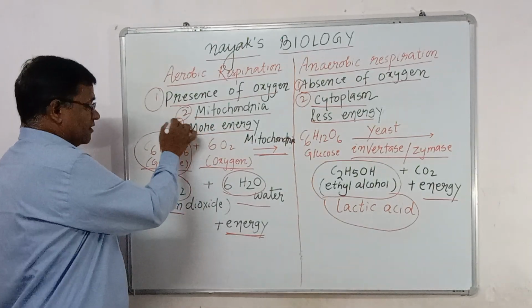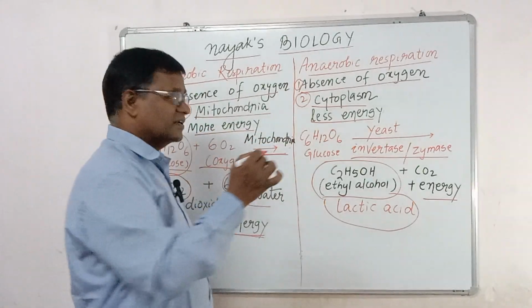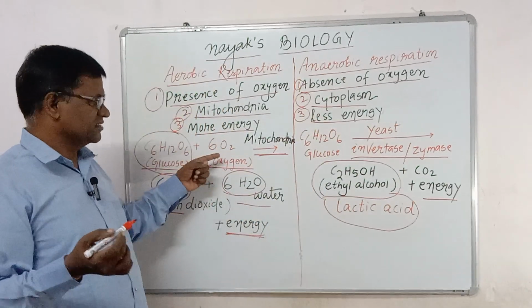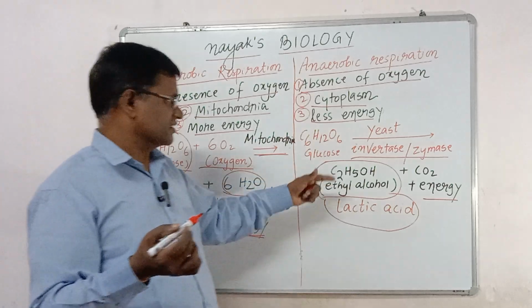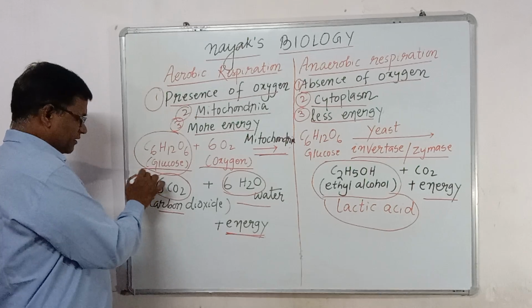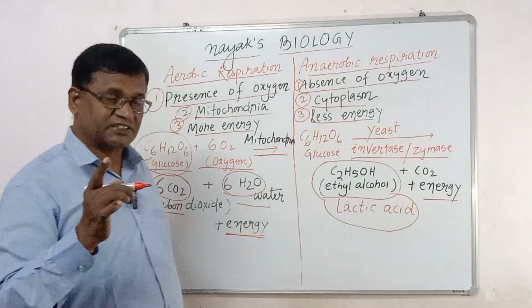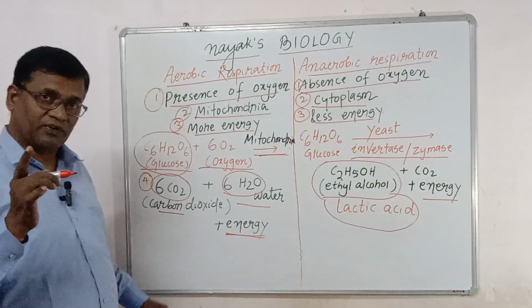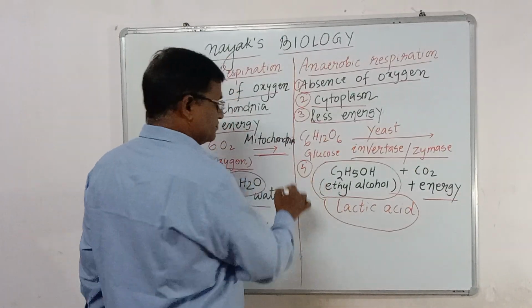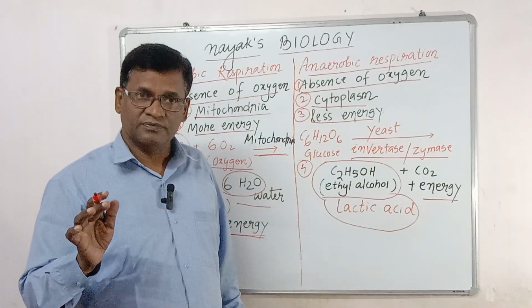The third point of difference is, because mitochondria, the powerhouse of the cell, is there, more energy is liberated. Here, because mitochondria is not playing any role, less energy is produced. And here oxygen is there, that's why more energy is produced. Oxygen is not there, that's why less energy is produced. Point number 4, what you have to recall? The end product of aerobic respiration is carbon dioxide and water, whereas the end product of anaerobic respiration is ethyl alcohol and lactic acid. I think it is very clear to you.